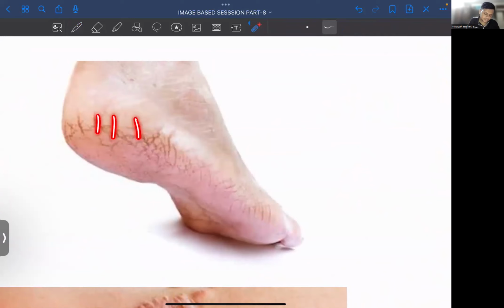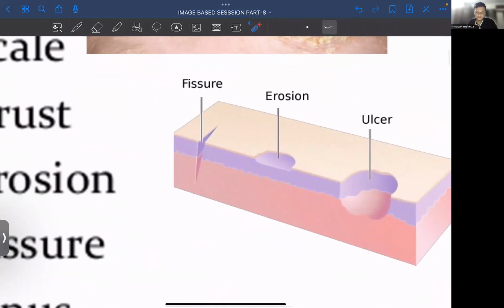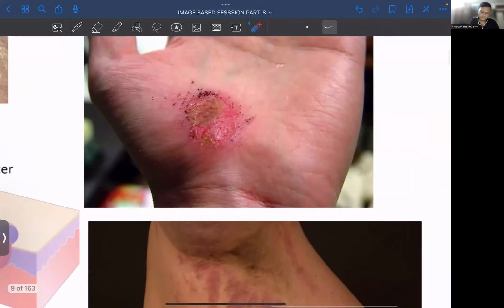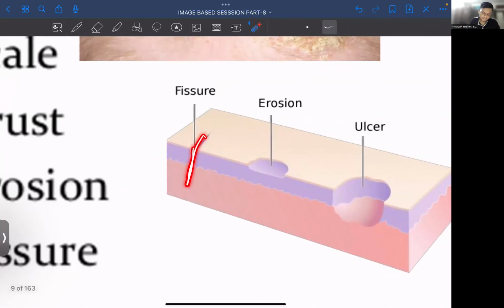Deep cuts, this is called as fissure. This is called as fissure. ठीक है, this is called as fissure. Take a look. What is the difference between fissure and erosion? Erosion में बस superficial layer gone होती है, right? Take a look again. The superficial layer is gone, right? Fissure में क्या हो रहा है? There will be deep cut.